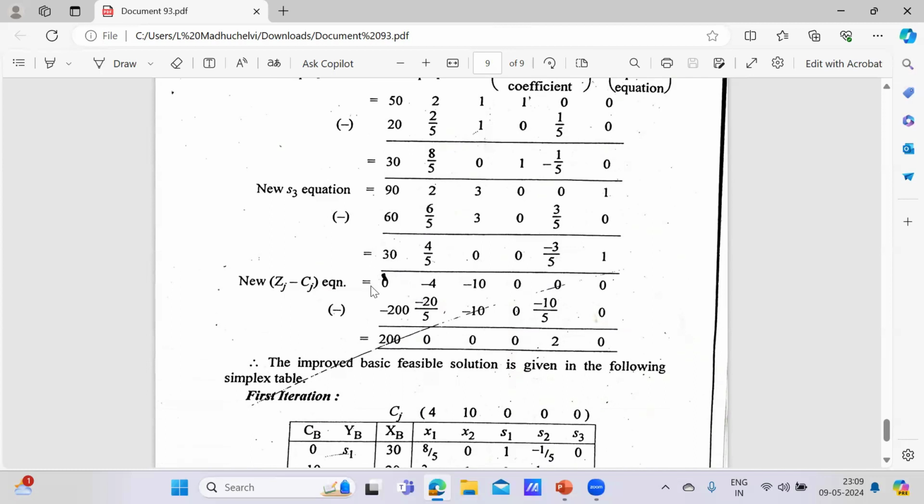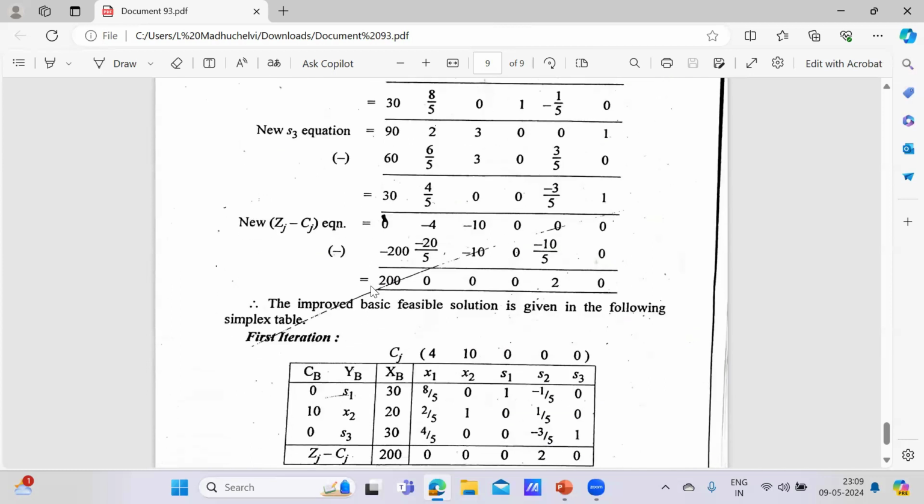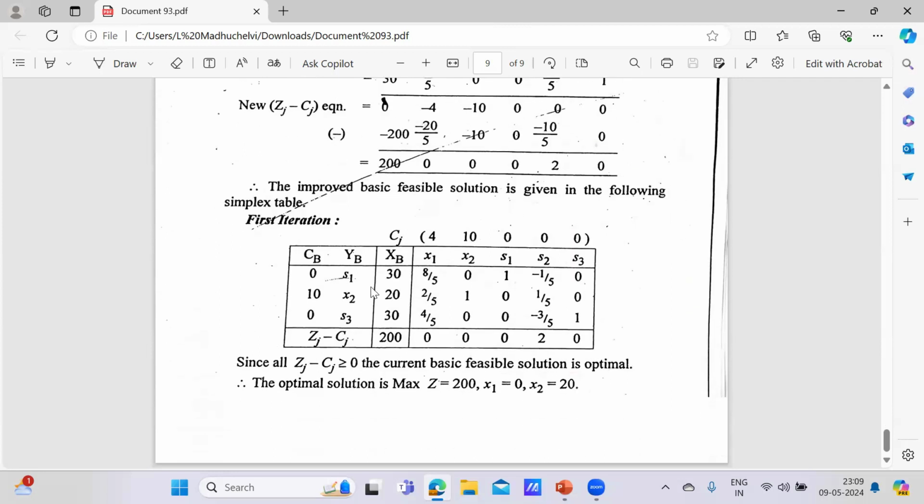Now what is Zj minus Cj? Before that, here YB is CB. What is CB? In the new YB variable column, we enter the first basic variables S1, X2, S3. So the objective function values of S1 is 0, X2 is 10, S3 is 0. Then their corresponding values we entered in all the rows.